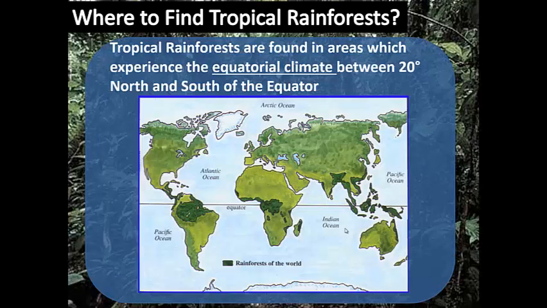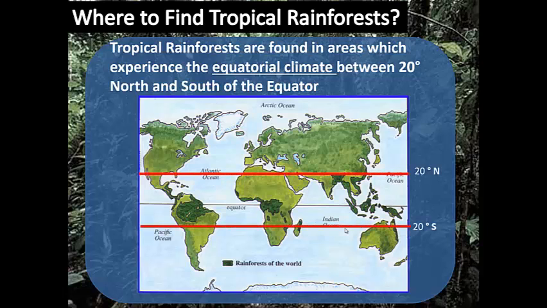We'll start with where we can find tropical rainforests. The word tropical already suggests that tropical rainforests are found near the equator. We say that they are found in areas which experience the equatorial climate. This is found between 20 degrees north and south of the equator, as shown on the map. You can see that the dark green areas which represent rainforests are found within this boundary.